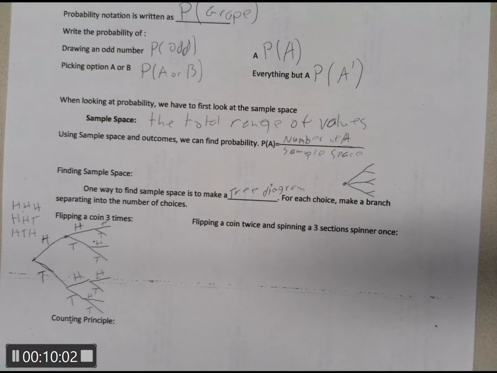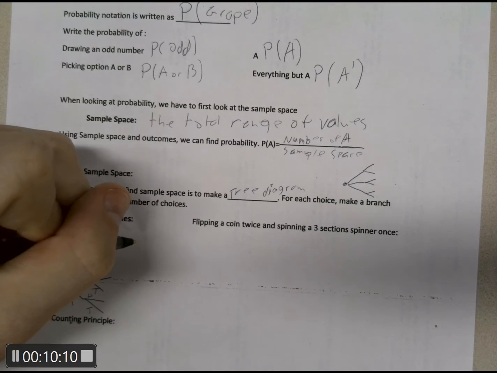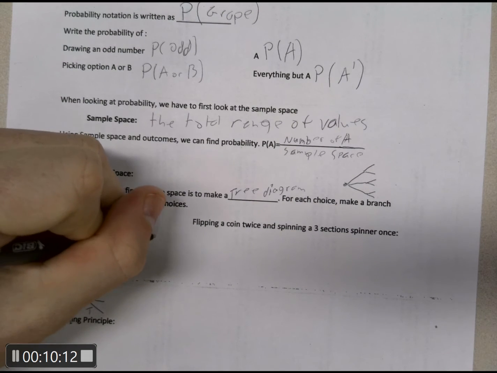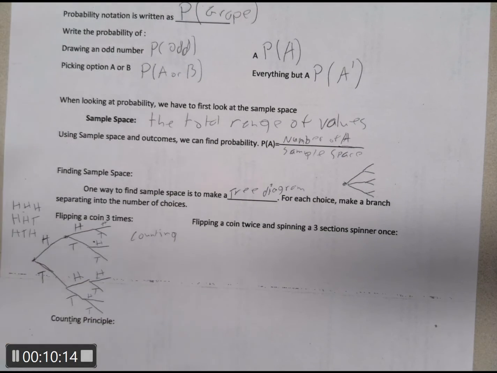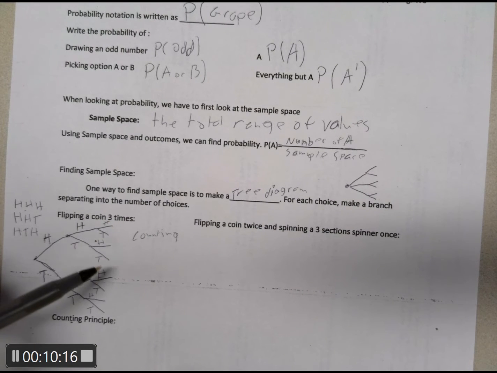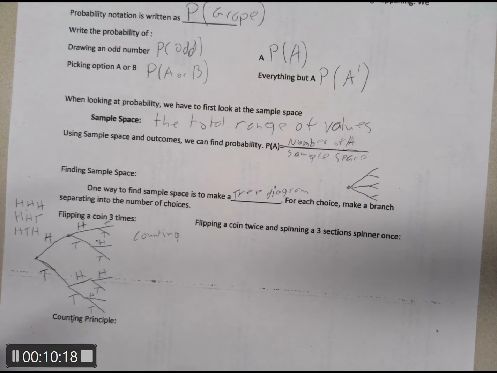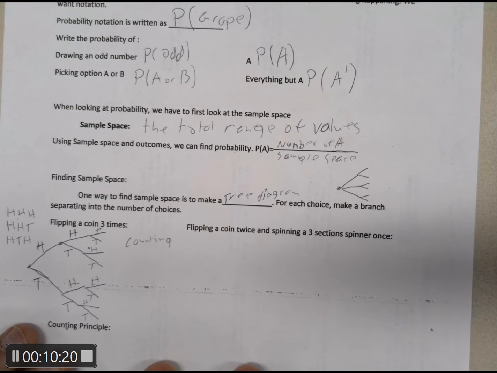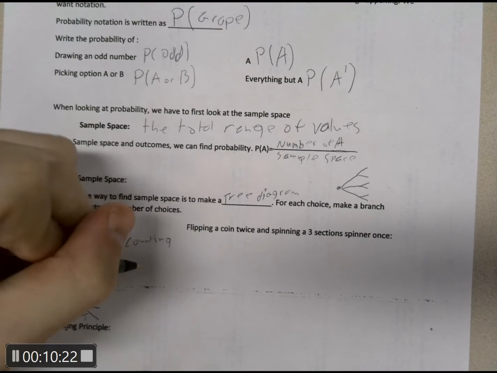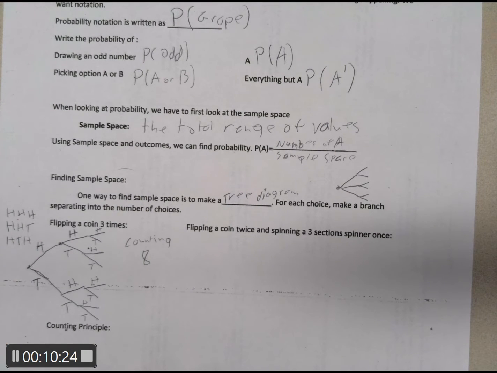At the end, we can see all our possible outcomes. To find how many total possible outcomes there are, we count: 1, 2, 3, 4, 5, 6, 7, 8 possible outcomes. So there are 8 total possible outcomes, and our sample space is 8.